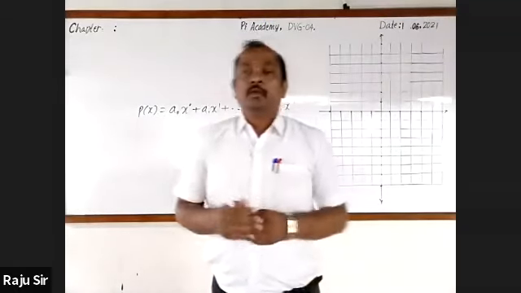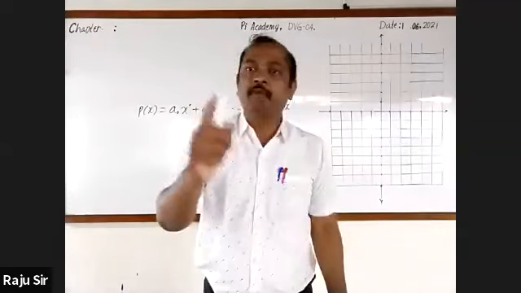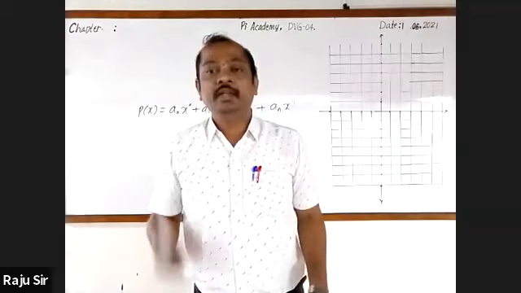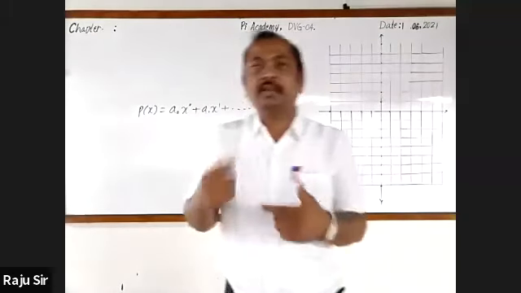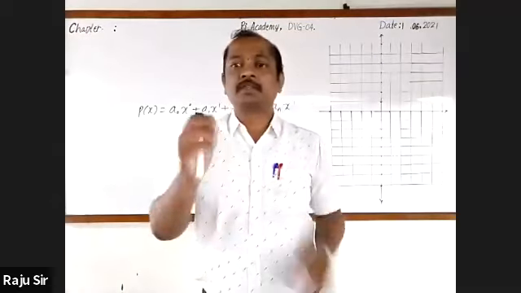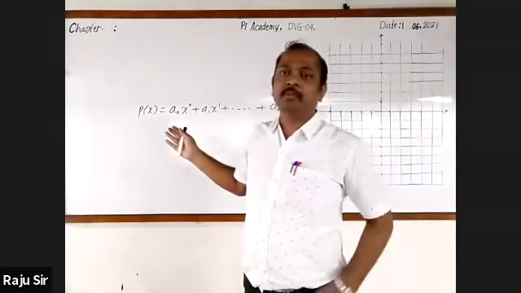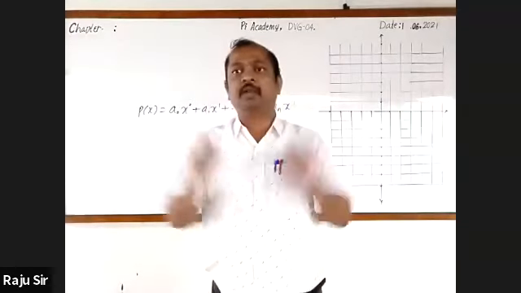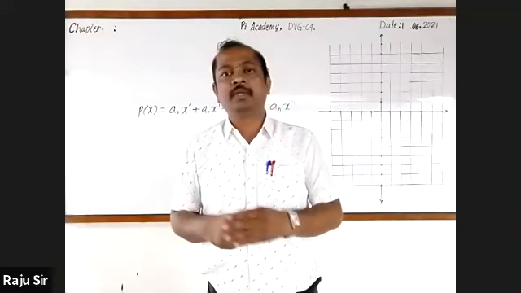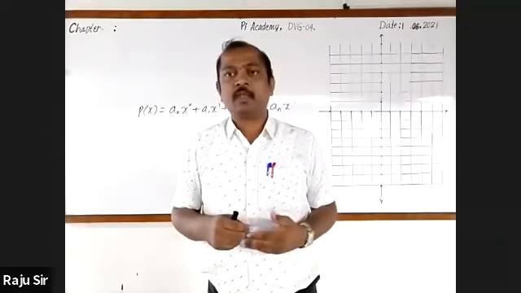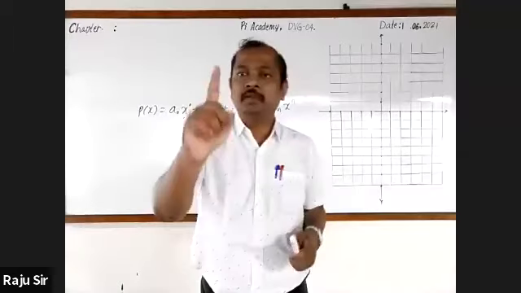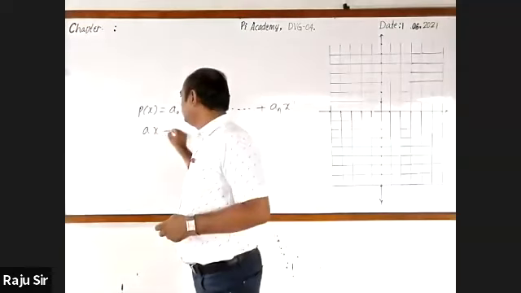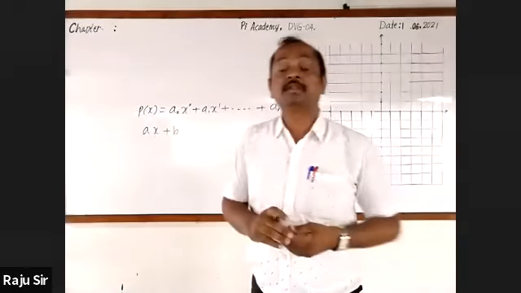Then we come across the highest power of the variable involved in the polynomial, which is called the degree of the polynomial. You have to recall that in your mind. The highest power of the variable involved in the polynomial is called the degree of the polynomial. And based on the degree of the polynomial, we have classified the polynomials into some types. One is a polynomial of degree 1. It is a linear polynomial. And its general form is ax plus b, where a is not equal to 0.